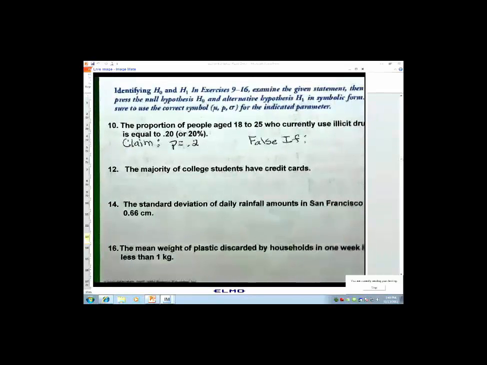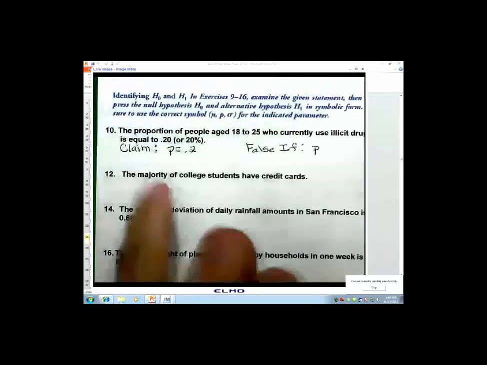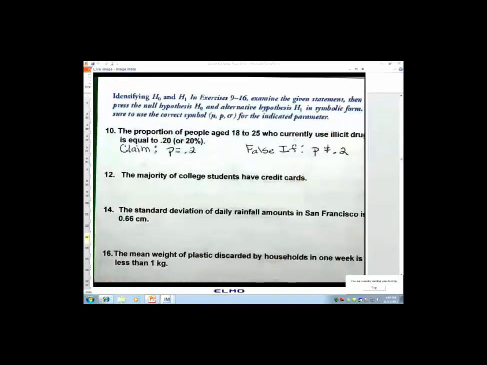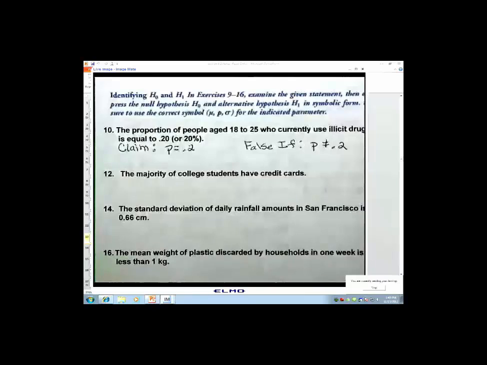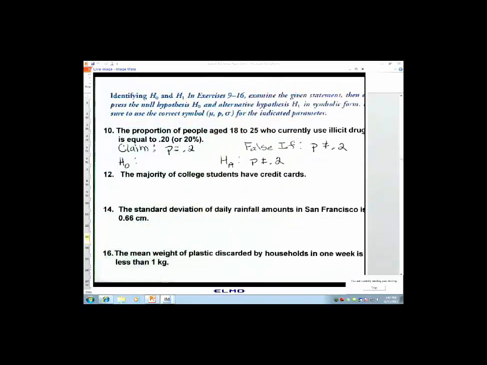Well, that's not alternative yet. That's what makes the claim false. The claim is false if p is anything other than 0.2. You have to write those two down so that you can look at them and say which one does not have an equals in it. False if p is not equal to 0.2. So that is your alternative hypothesis. And what is your null hypothesis? P equals 0.2. The null hypothesis always has plain old equals in it.